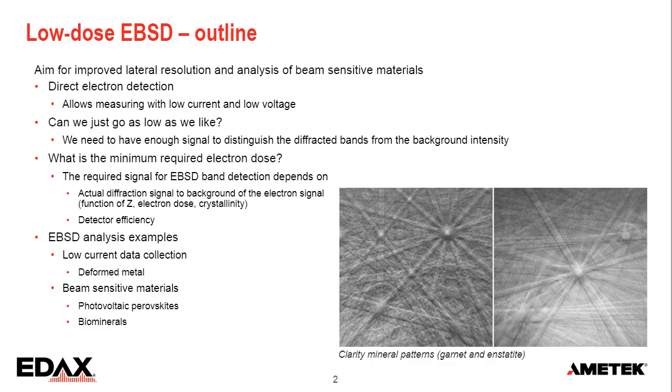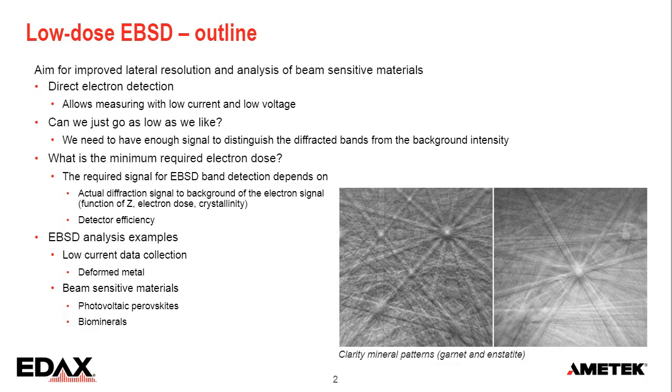But before we go there, we need to have a little think. Can we just go as low as we like? I call it here, how many electrons do we need to actually see something in a diffraction pattern? Can we just go to a few picoamp and still expect diffraction patterns? So what is the minimum dose that is required?